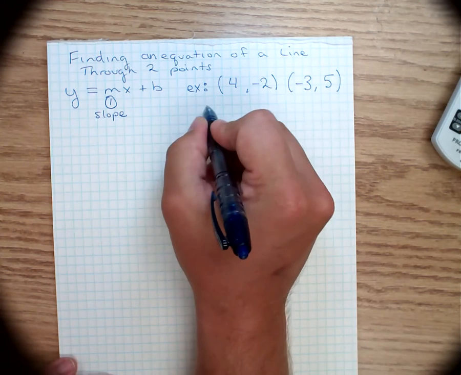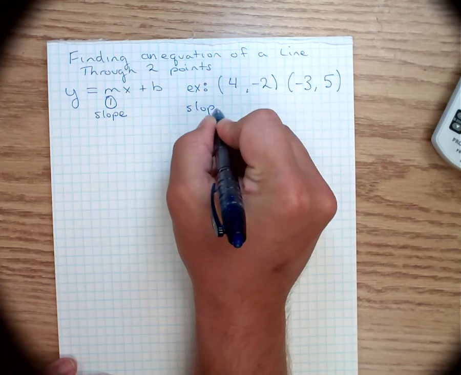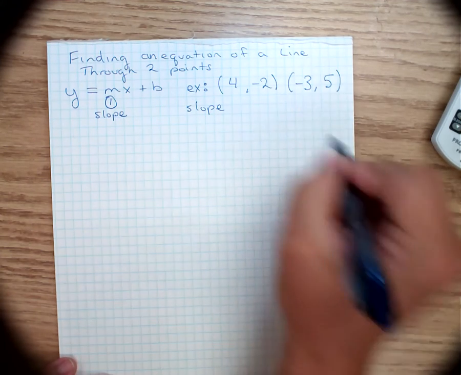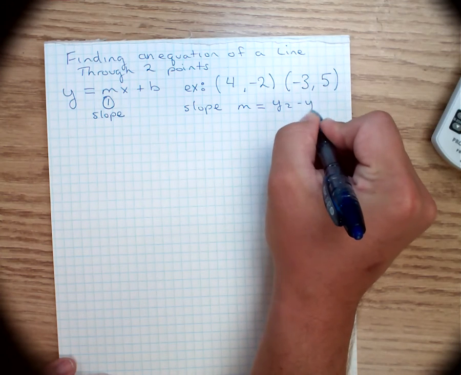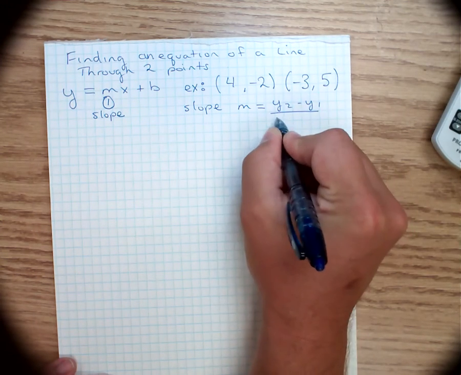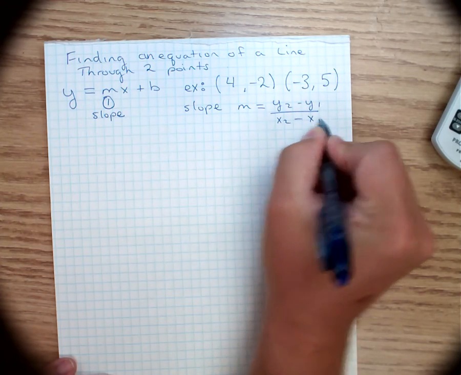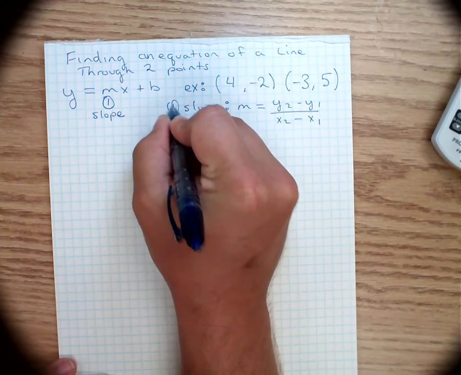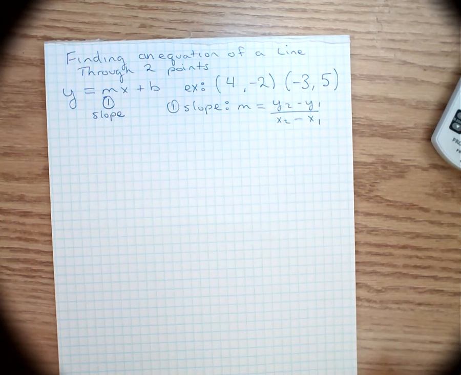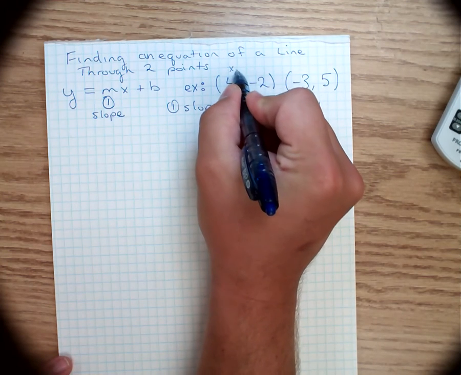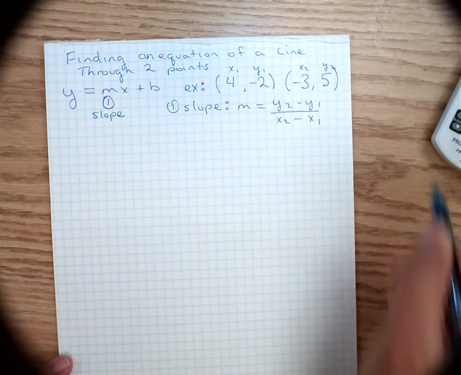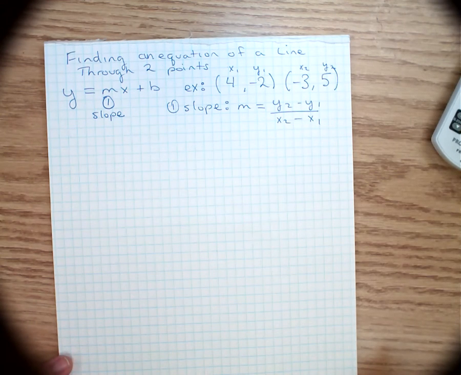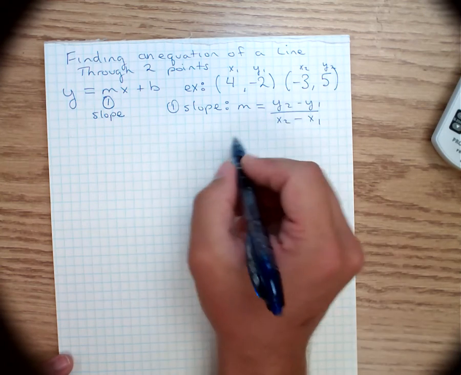And so when we find the slope, it follows this format. I'm sure some of you remember this. y2 minus y1 over x2 minus x1. Rise over run. Now what I want you to do, I want you to label these points so that you don't do them in the wrong order, okay? And then we simply plug them in.